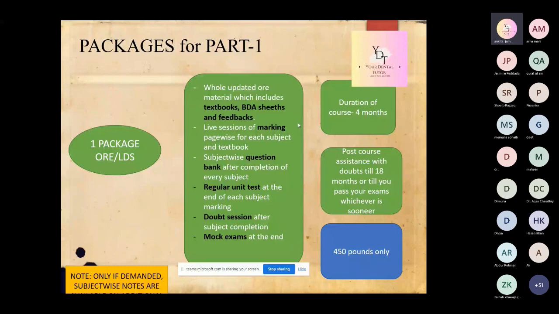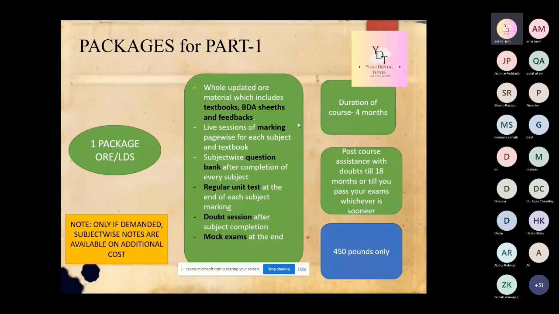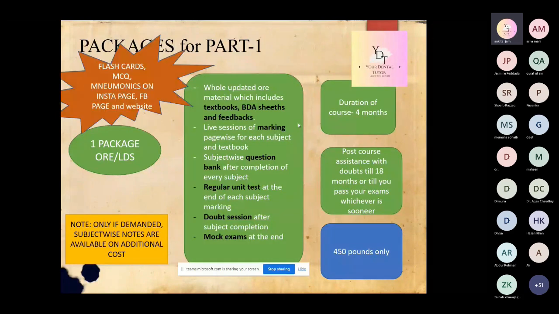Now, I don't think that after all these things you will require anything extra. But if some people prefer to read from notes, then we also have notes with us. We can provide them to you subject-wise at some additional cost. Various flashcards, MCQs, and mnemonics, we keep on updating on our Insta page, FB page, and website.